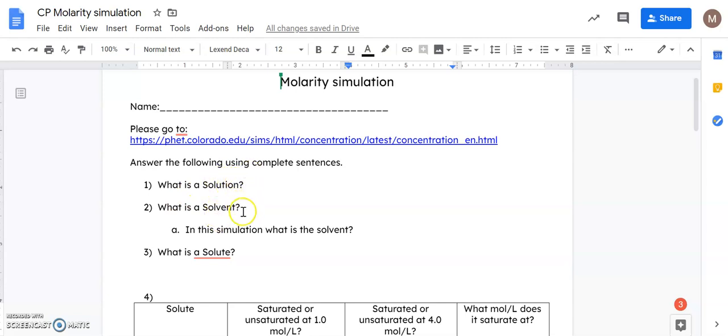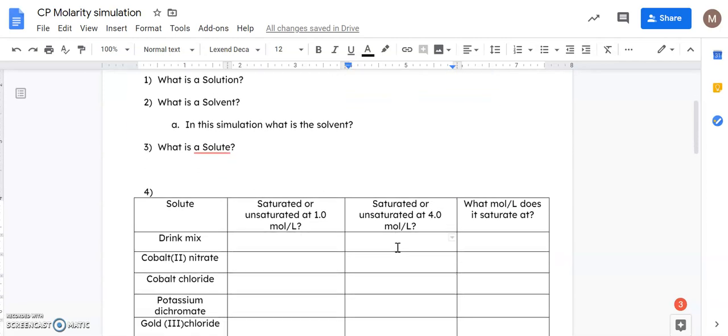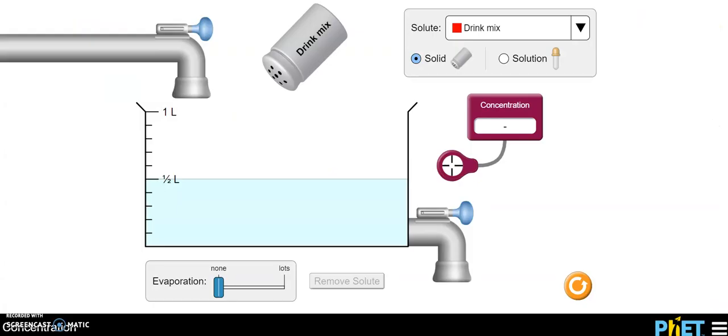So what is the solution, what is the solvent, and in this simulation, what is the solute? But I want to show you how this works. So here's the chart that you're going to need to work on filling in. When you click on the link above, it's going to bring you to this page.